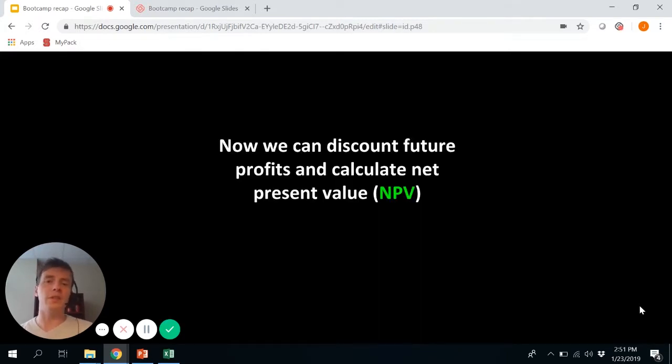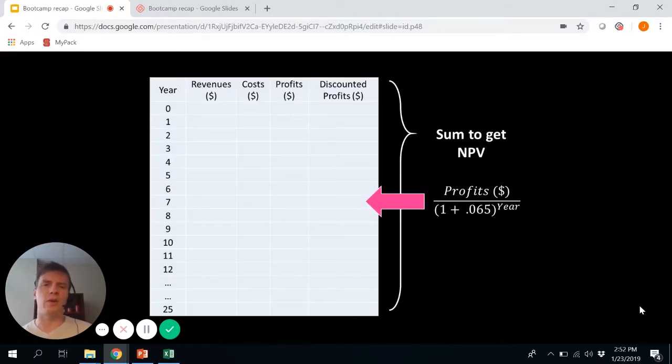So now we can discount those and then calculate the net present value. So when we talk about discounting our profits, the profits that we're discounting in every single year are what's shown in the profits column. And we're discounting each one of those profits to a different degree as we go out into the future. In other words, the values in the denominator here are going to be different depending on the year, because we're dividing by 1 plus the discount rate, which we had calculated to be 6.5%, to the t, right?